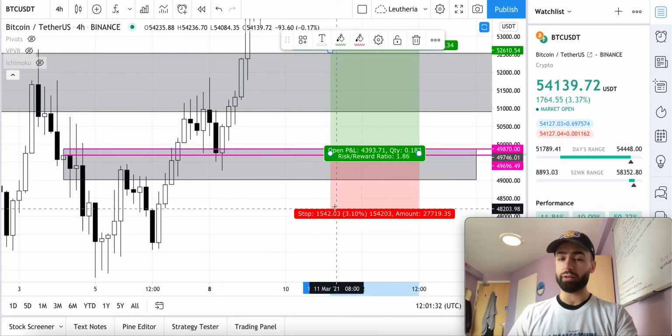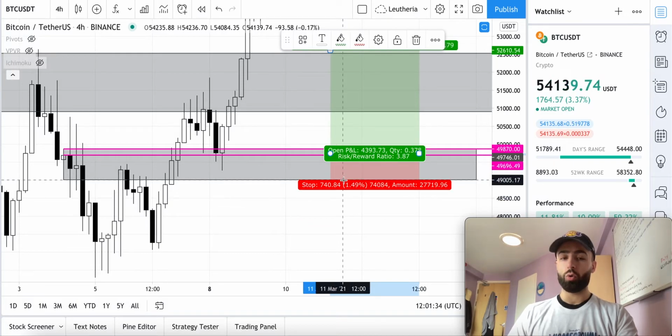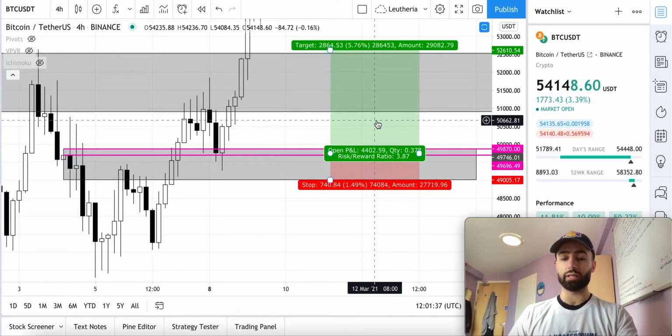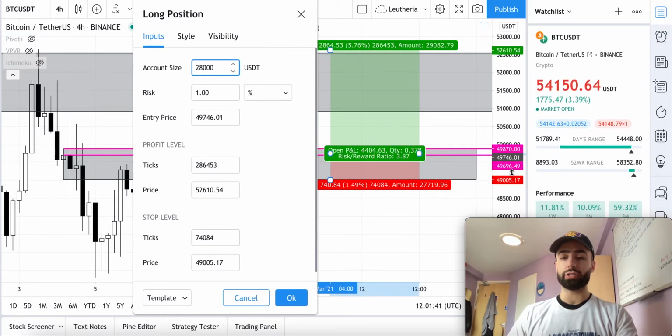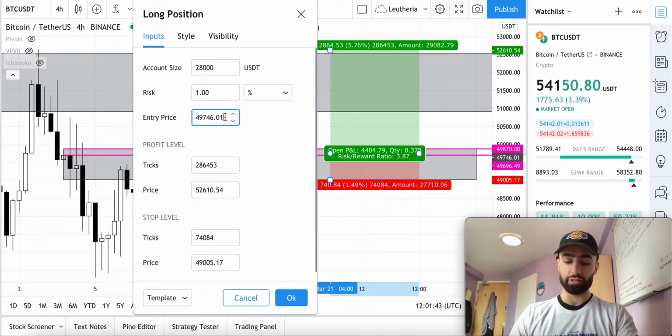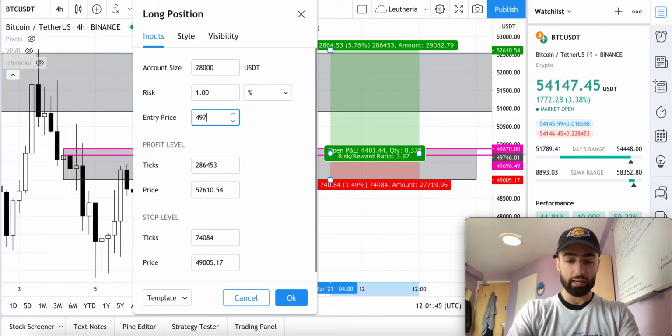So you can either manually pull these to where you want them, or for more accuracy, what I suggest is double clicking on this, and then averaging the two numbers together if you're going to layer in your entries, and then typing that number in right here.